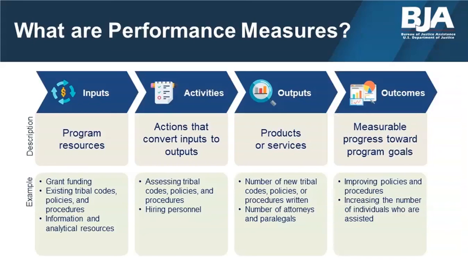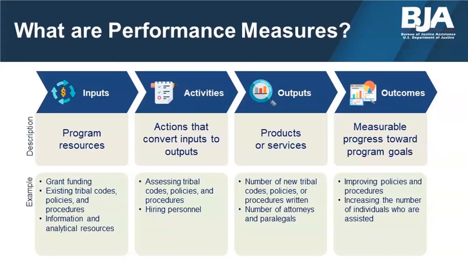So what are performance measures? Performance measures are comprised of inputs, activities, outputs, and outcomes. Inputs refer to program resources. Examples include grant funding, also existing tribal codes, policies and procedures, information, and analytical resources. Activities are the actions that convert inputs to outputs that eventually result in measurable progress toward the program's goal. These can include things like assessing tribal codes, policies, and procedures, and also hiring personnel.